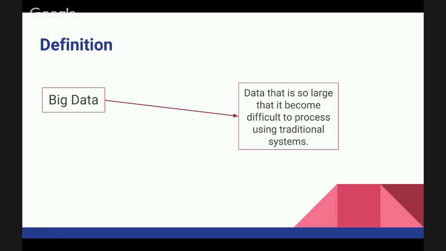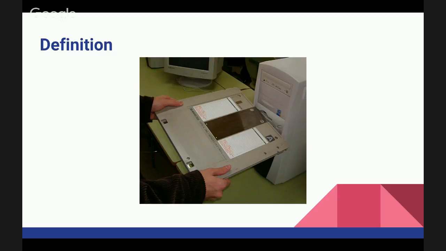What is it? Data that is so large that it becomes difficult to process using traditional systems. So, for example, if you take a look at this picture I have, there's a very large disk trying to go into a computer. But that would be technically considered big data because it's so large that that computer can't process it. I know it's a little funny example, but that's the way I like to think of it.